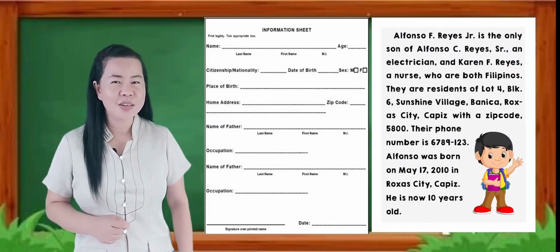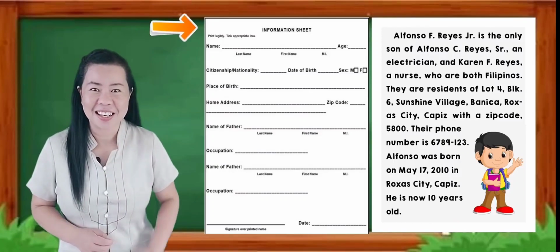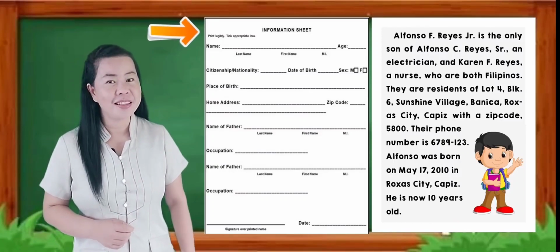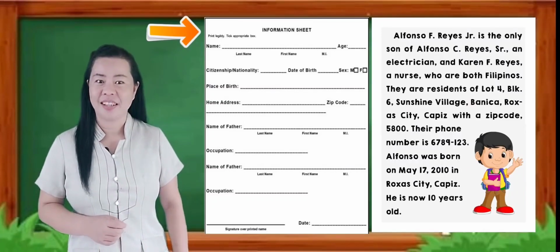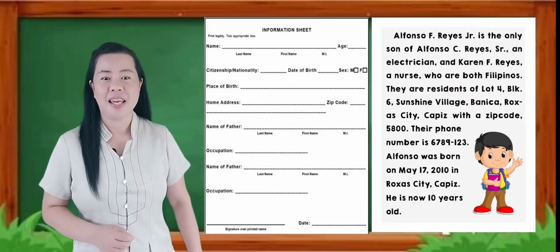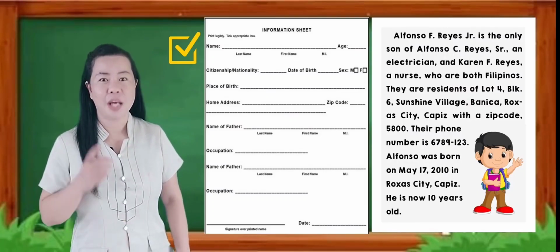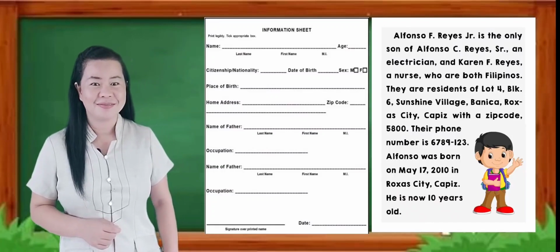Now, let's look over the form before filling anything out. Look, it says print legibly. It means we need to write clearly using capital letters. Also, it instructs us to tick the appropriate box for the part where a choice is presented.